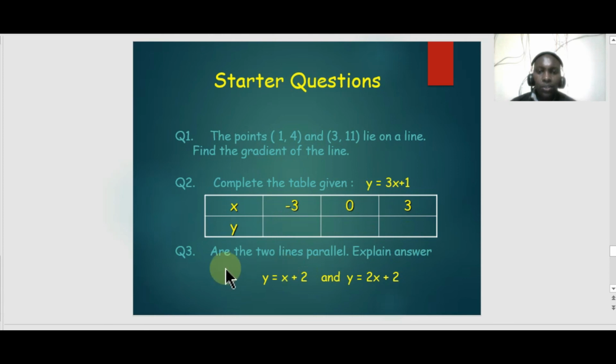And also question number 3: are these two lines parallel? Explain your answer. We have just discussed how to know whether lines are parallel or not.